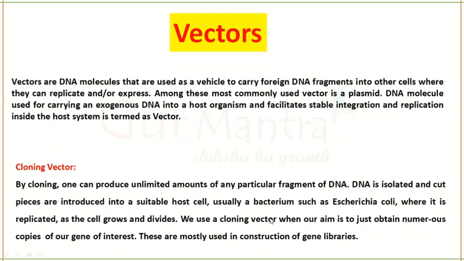We use a cloning vector when our aim is just to obtain numerous copies of our gene of interest. So a cloning vector is used when we just want to produce a large amount of DNA, our gene of interest. These are mostly used in the construction of gene libraries. For the construction of gene libraries, cloning vectors are mostly used.